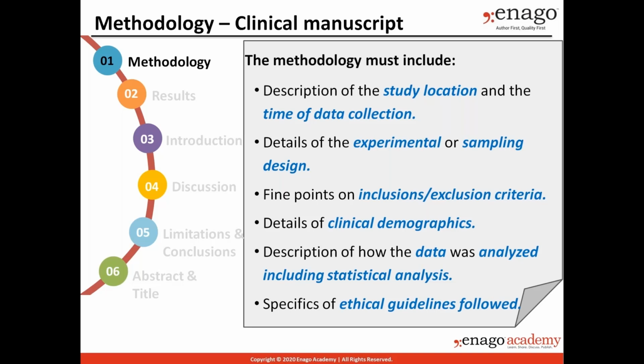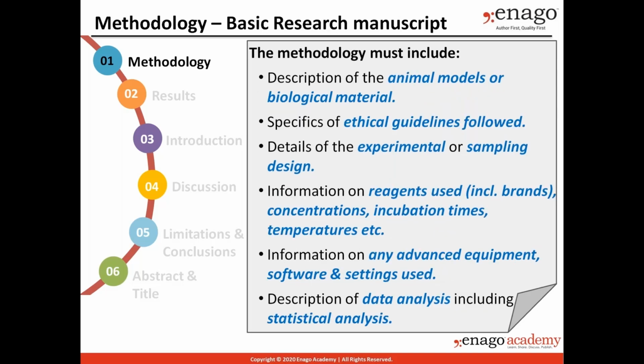If it's a research manuscript, you need to take into consideration the different experimental aspects. So in that scenario, you would need to provide a description of the animal models if you used animals, or the biological material that you used, or any other in vitro generated material that you used. Specifics of the ethical guidelines that were followed as well, where appropriate, and as appropriate, you also need to demonstrate that you obtained ethical approval by your institution or all the organizations that your country requires. Details again of the experimental or sampling design, information on the reagents you used, including brands, concentrations, incubation times, temperatures, etc.